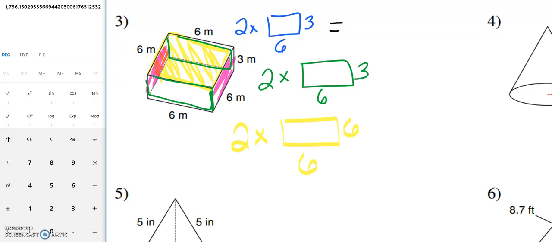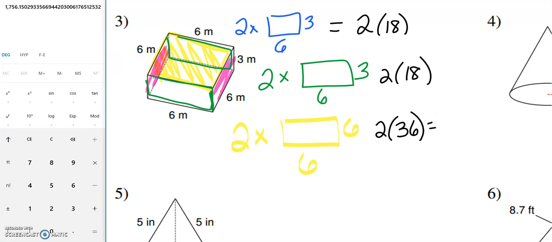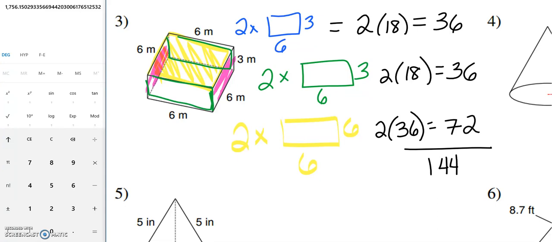So I have 2 times the area of 3 times 6, which is 18. 2 times the area of 6 times 3, which is 18 again. And then 2 times 6 times 6, which is 36. 2 times 36 is 72. 18 times 2 is going to be 36. And then the last one, 18 times 2 is 36. So we're going to add all of these together. 36 plus 36 plus 72 is going to give me 144 meters squared for the surface area.